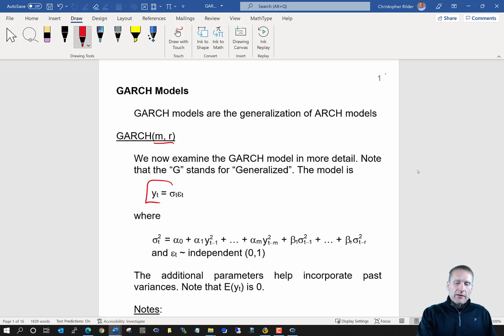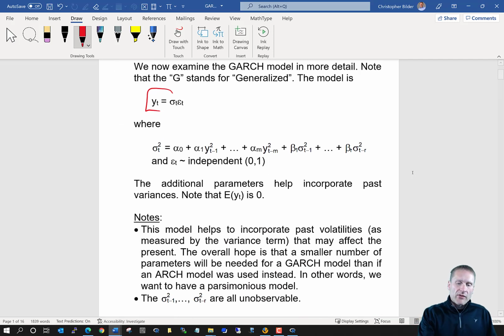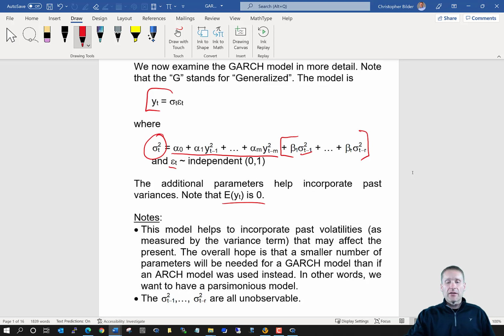Our model looks like this. Y sub t is equal to sigma t times epsilon sub t, where sigma t squared is this linear combination of the alphas with the y squares. And now the G of GARCH gives us these additional terms. We have a linear combination of beta parameters with corresponding past variances. Our epsilon t is distributed independent, mean 0, variance 1. Again, the expected value of epsilon t here is 0.